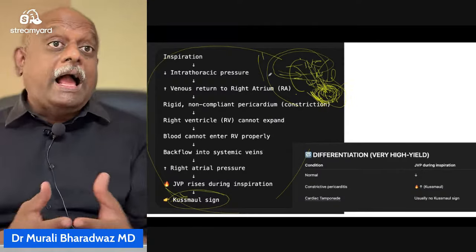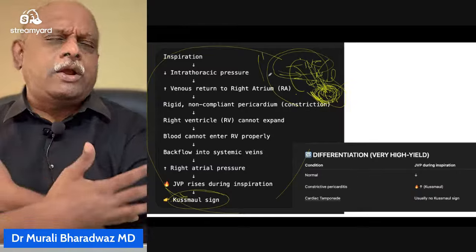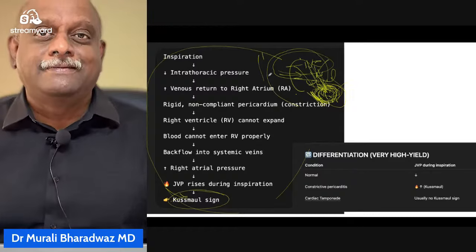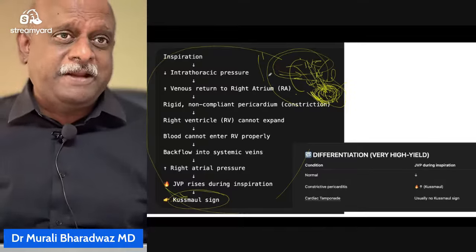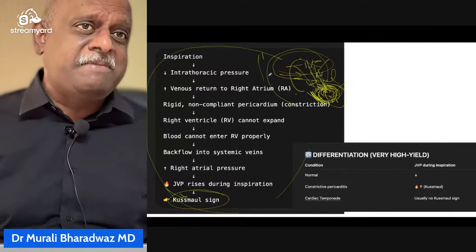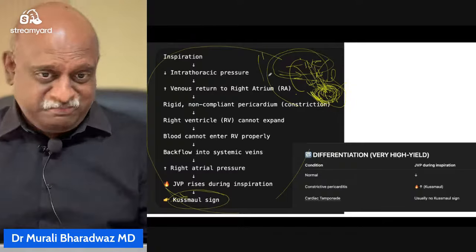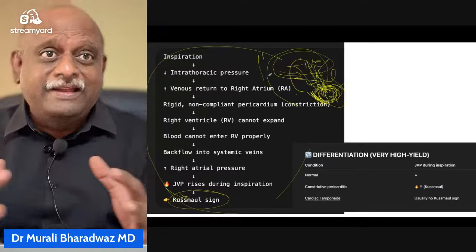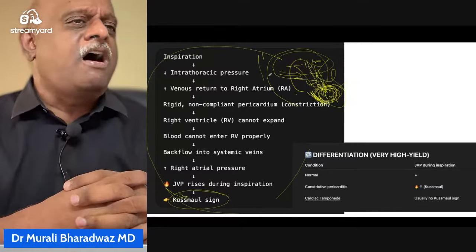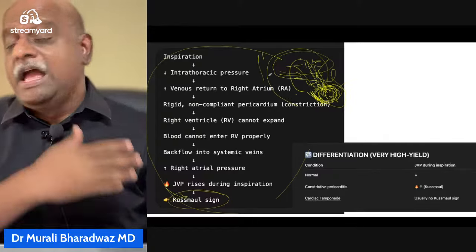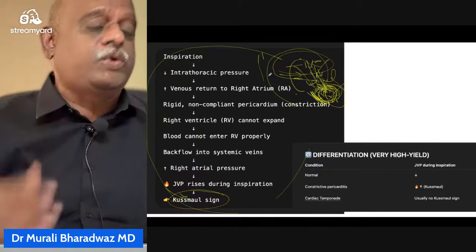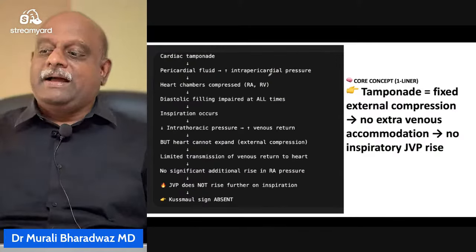So, absence of the inspiratory collapse of the jugular vein, because the right atrium is no more accepting the additional blood, as it is being constricted by the surrounding stiff pericardium, is called the Kussmaul sign, which is the hallmark of constrictive pericarditis. This is what you need to remember.